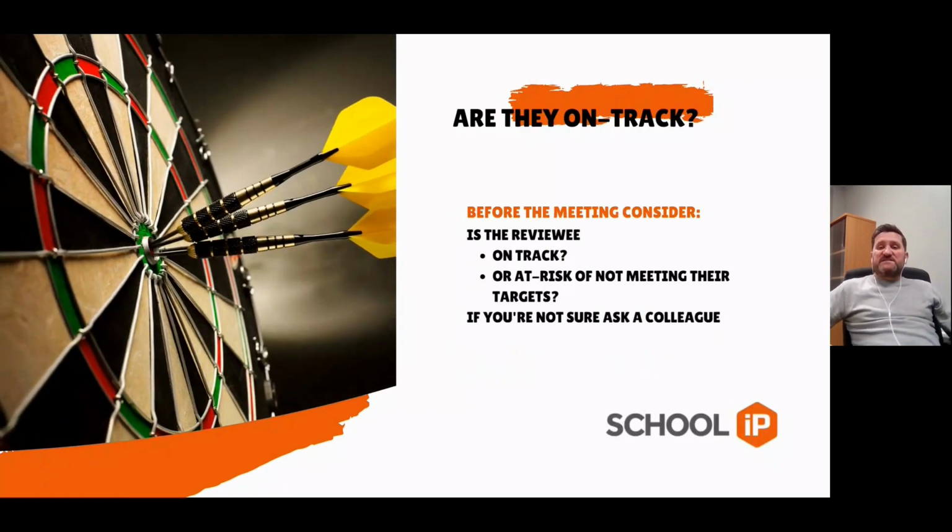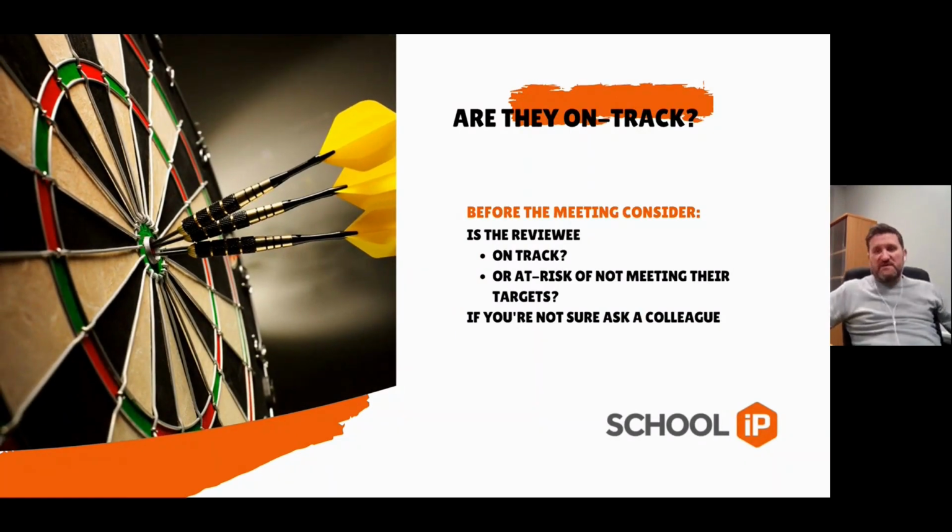Next, there are a few things we need to consider before engaging in the mid-year review meeting. Firstly, is the reviewee on track to meet each of their objectives? If they're considered at risk of not meeting their targets, then you may wish to think about and explore intervention techniques. If you're not sure about whether the reviewee is on track or not, or at risk, consult with other colleagues. Sometimes it's good to gain a second opinion.